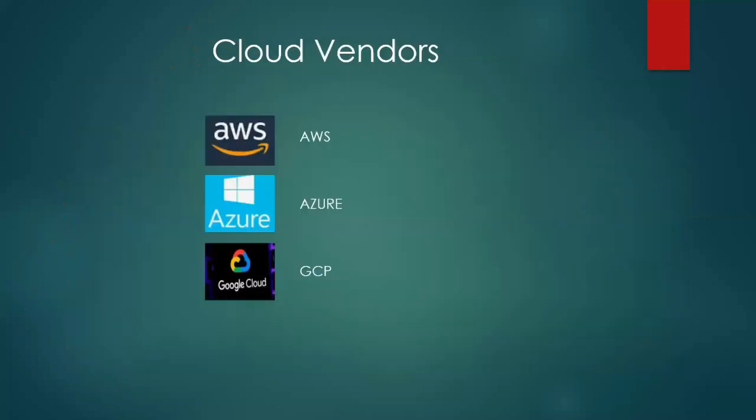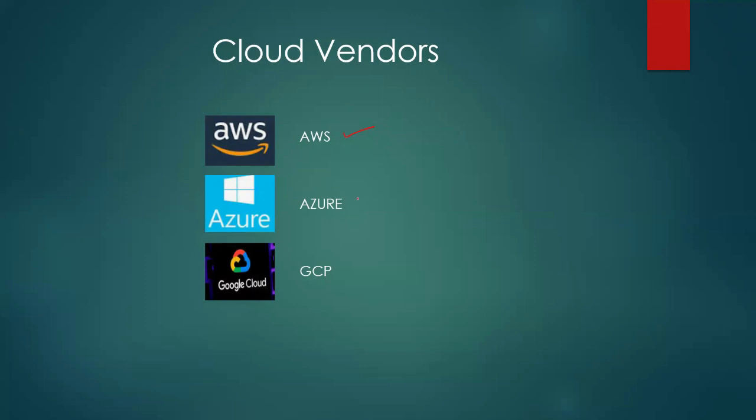We'll move further, and now let us try to understand which are the leading cloud vendors in the market. The cloud market is majorly dominated by AWS. AWS is the one which entered cloud computing long back, and they have a very good cloud setup. They have a lot of infrastructure, and their technologies are also very advanced. They have roughly 30 to 40% of the market share in cloud.